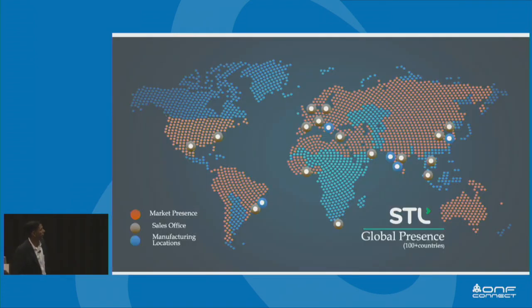Okay. So a quick introduction. Sterlite Technology has a global presence in 100+ countries. When I say that, these are not just the post office box addresses. We have market presence, sales offices, manufacturing locations, development centers across different geographies. And we are headquartered in India, with Pune as the city location.